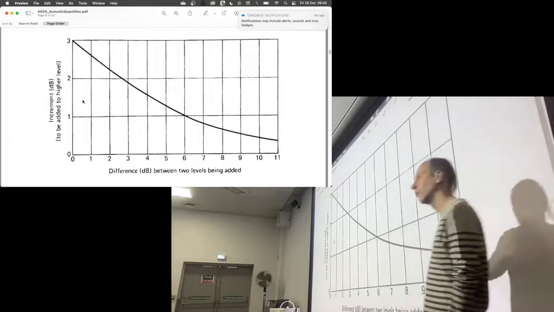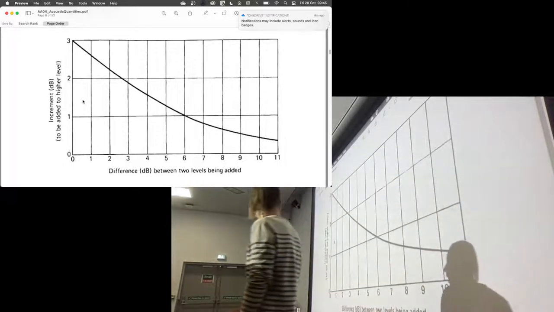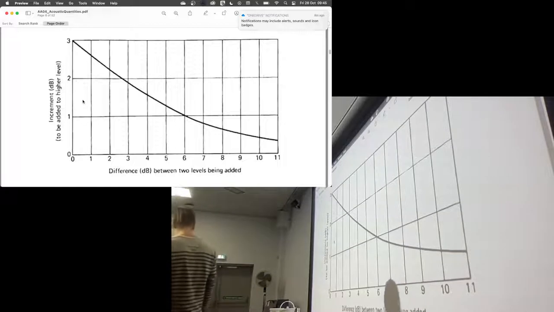So from this graph, you should be able to read out how much I have to add. For example, if I ask you how many decibels, yeah, how many decibels. So if I add 50 and 53 dB, what do I get? Can you read that from the graph? Around 1.8 something. Is that how many dB I get? No, the difference. So the answer is 50 plus 53 will be?